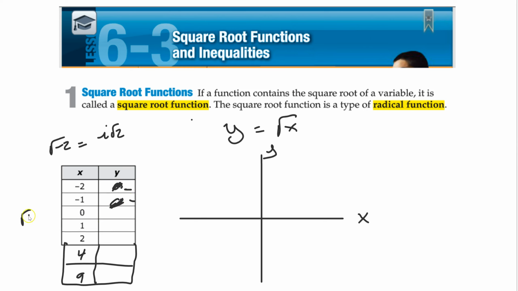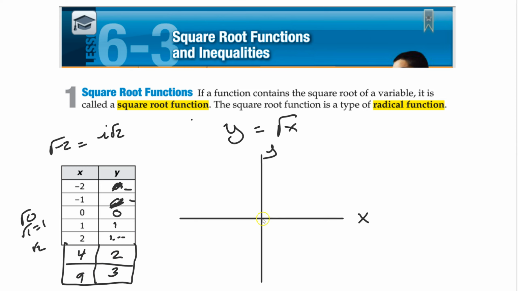Square root of 0 is 0. Square root of 1 is 1. Square root of 2 is like 1 point blah blah blah. This is why I put 4 and 9. So I know square root of 4 is 2, and square root of 9 is 3. So I'm going to use those values.